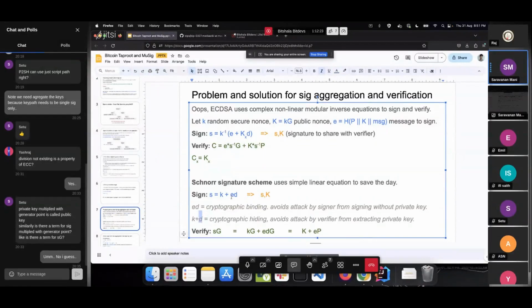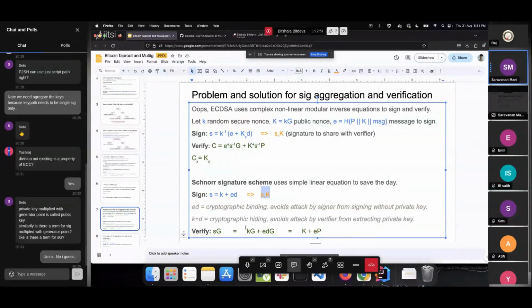Otherwise, the people who are going to verify it could simply do a division, because they know the e and they know the s, so they could easily derive the private key, right? To avoid that, we have a simple addition operation. Since these two are very large numbers, it's very hard to separate what is the nonce and what is the private key here. That is the reason for this equation, k plus ed. That's it. We only share s and K, as we discussed, to the verifiers.